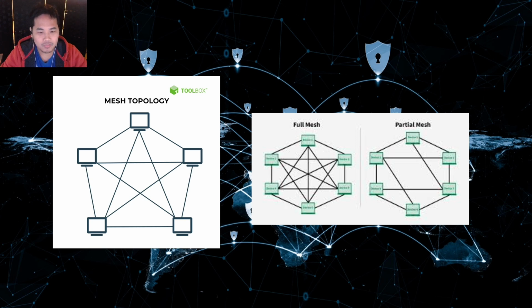Partial mesh is more practical. Some devices have multiple paths, but not all. This balances redundancy with cost. Wide area networks and data centers use partial mesh extensively, providing backup paths without the full cost of complete interconnectivity.